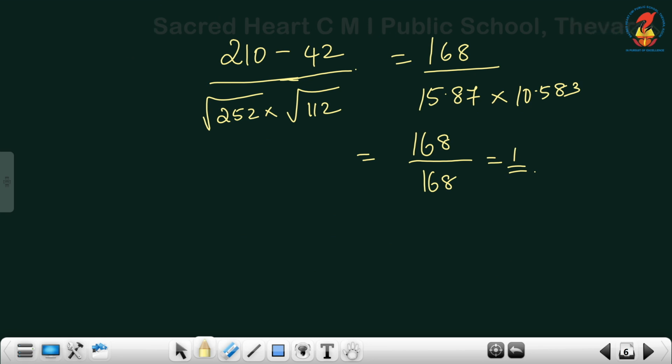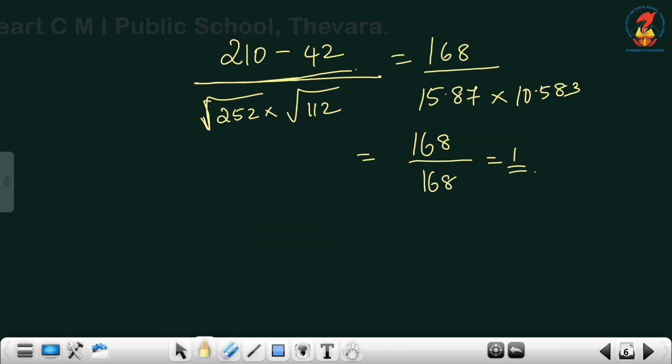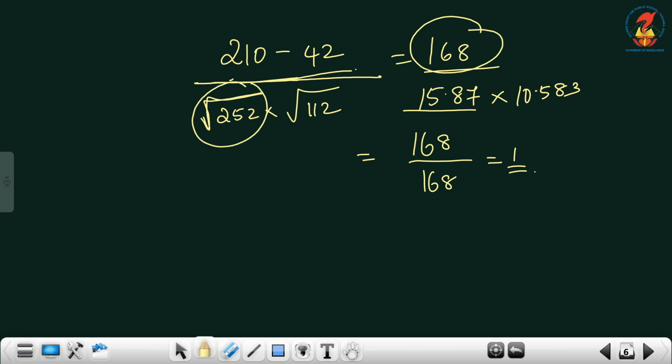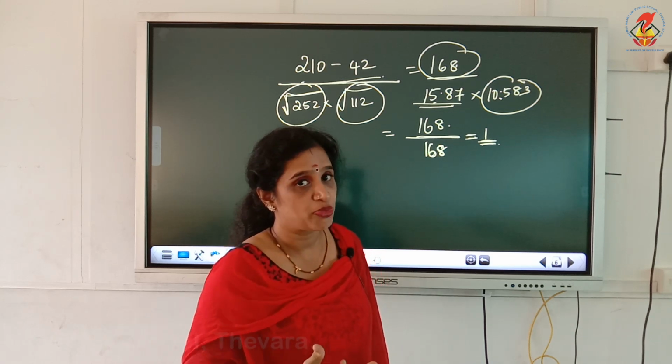Now when you simplify it, you will get 210 minus 42 by root of 252 into root of 112. Now 210 minus 42 is 168. Root of 252 as per the long division method is 15.87, and root of 112 is 10.58. When you multiply these two, we get 168. Therefore 168 by 168 is equal to 1. So here also you have proved with the shortcut method that the relation between the two variables is perfect positive correlation.